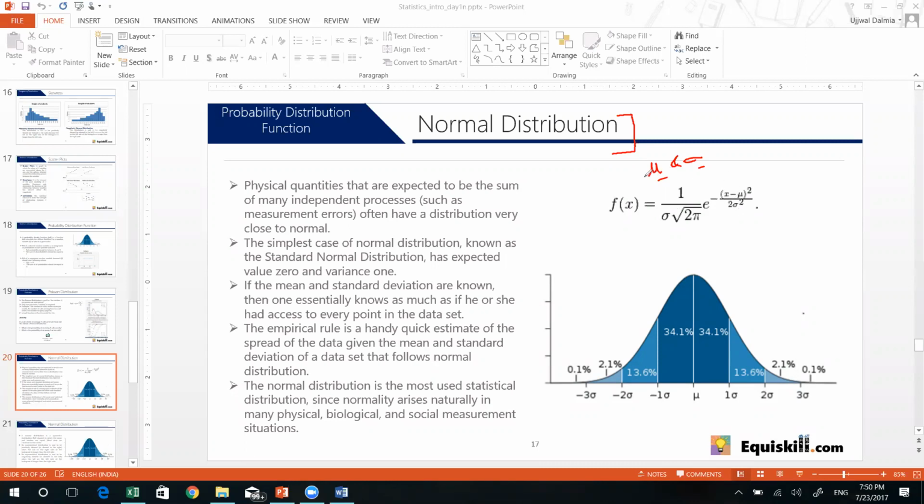Perfect. Now, can somebody tell me what is mu? Mean. Absolutely correct, guys. Mu is mean. And what is sigma? Very good. So what we are trying to say now is that in case there is a variable which follows normal distribution, and if we know about that variable's mean and standard deviation, then we can find out the probability associated with the range of values which this variable can hold. Can I say that?